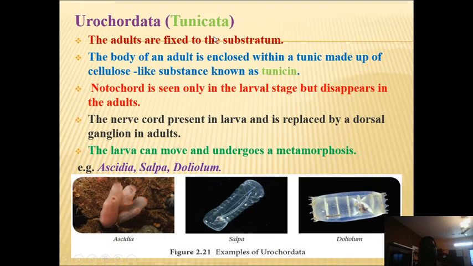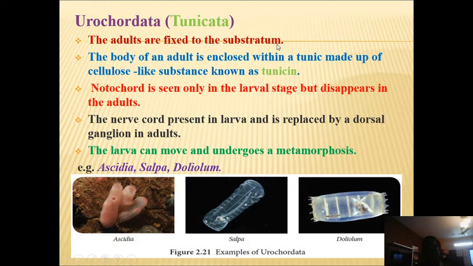Now for example, the first one is the Urochordata. In the protochordates or primitive chordates, I have mentioned Urochordata. Example is the Herdmania. It is also called the Tunicata because its outer body covering is enclosed in a material called tunicin. Therefore, it is also called the Tunicata. These Urochordates are always fixed to the substratum.